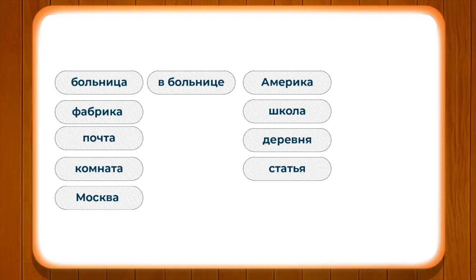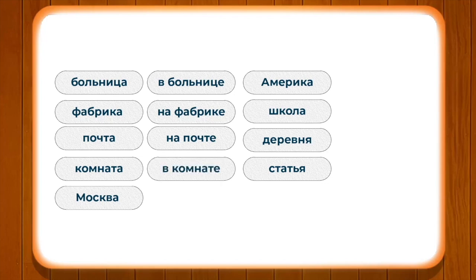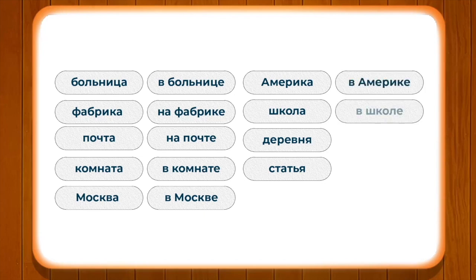Фабрика, as we know, like завод, стадион, it is also with na. На фабрике, at the factory. Почта, we know, means post office, на почте, at the post office. Комната, we already know, means room, в комнате, in the room. Москва, Moscow, в Москве, in Moscow, because it is a name of a place, town, country, we always use v. Америка, в Америке, школа, в школе, деревня, в деревне, статья, в статье. So ya is replaced by ye.